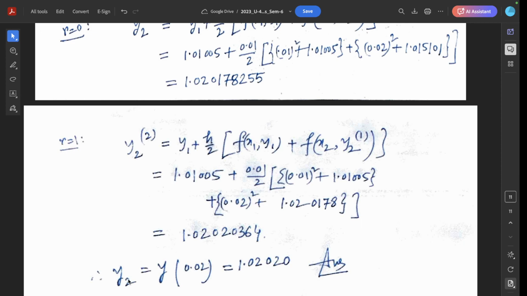1.02020364. So y2, that is the y at the point 0.02, is equal to 1.02020, correct up to 5 decimal places.